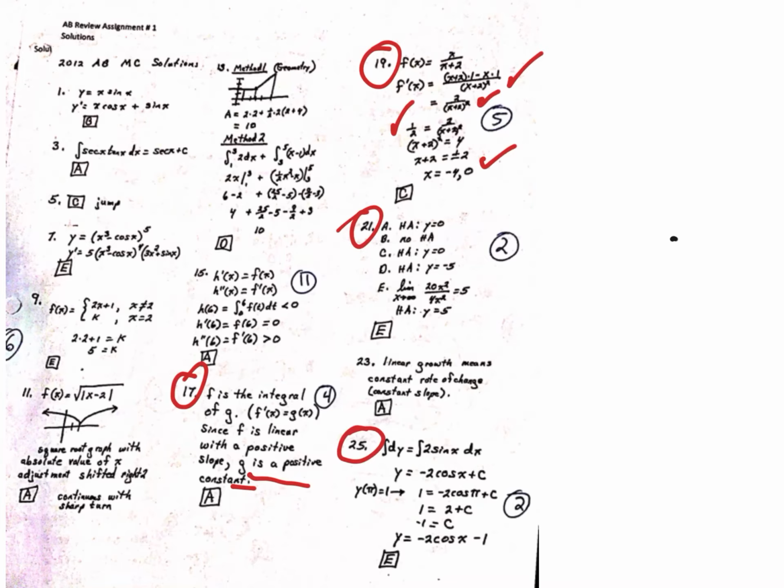that's an initial value problem. So you integrate 2 sine x, you get negative 2 cosine x plus c. You're given that y of pi equals 1. And so you plug a 1 in for y, a pi in for x, solve for c, and you get your solution, letter E.